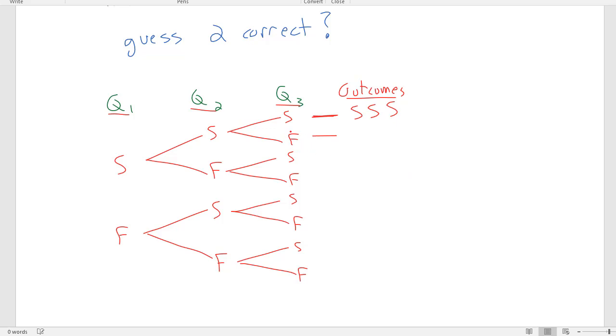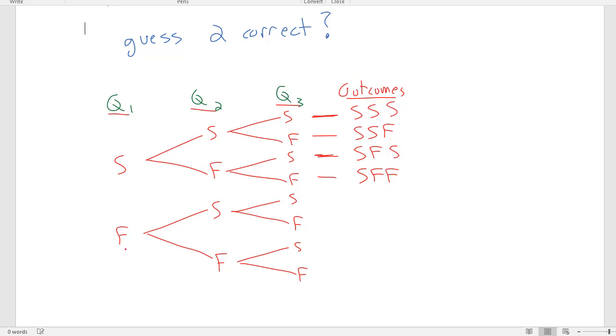Now I'm going to come off of this branch and go backwards here. So I have success, success, and then failure. And then if I come off of this branch, I'm going to move backwards along that branch. Success, failure, then success. And I'm going to continue through each of those paths. Success, failure, failure.